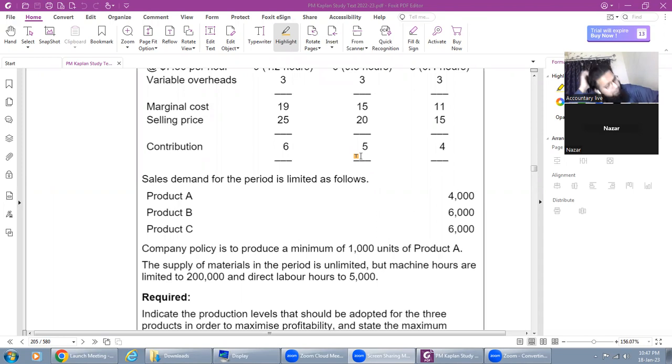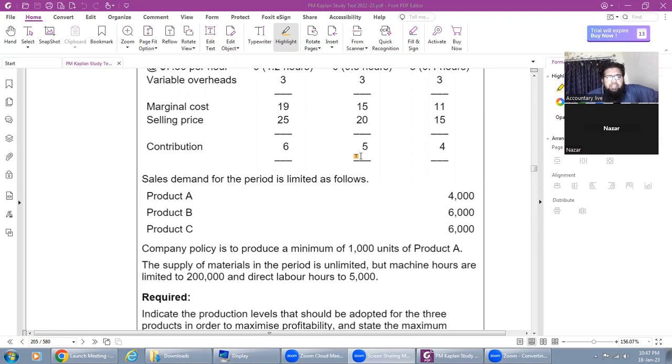Now we have to identify the scarce resource. First, we think the scarce resource is the sales demand. We have demand of 4,000, 6,000, and 6,000. The company policy is to produce a minimum of 1,000 units. The supply of material in the period is unlimited, so this is not a scarce resource for sure. The machine hours are limited to 2 lakh and direct labor hours are 5,000.